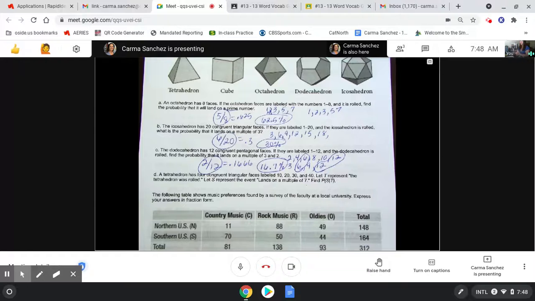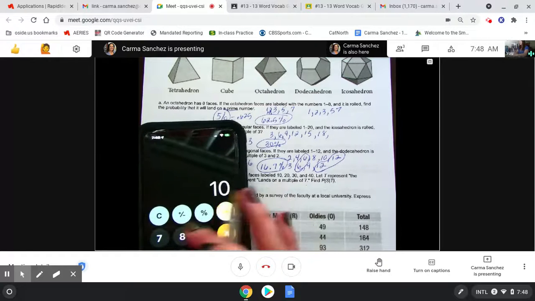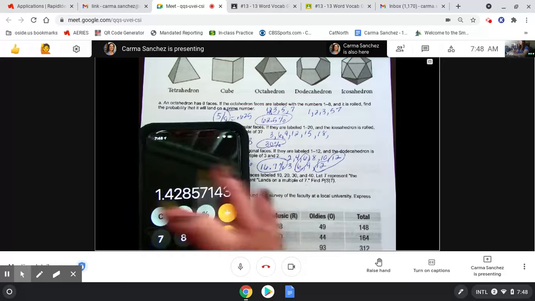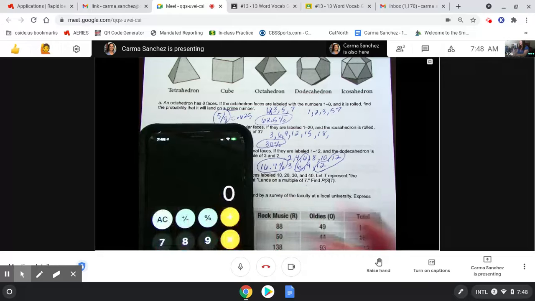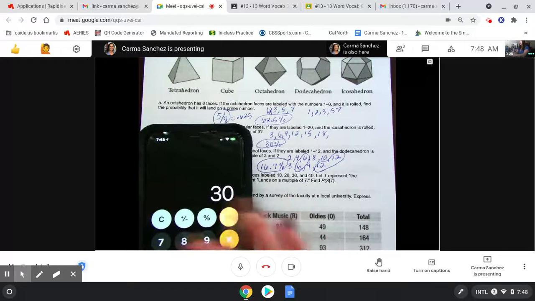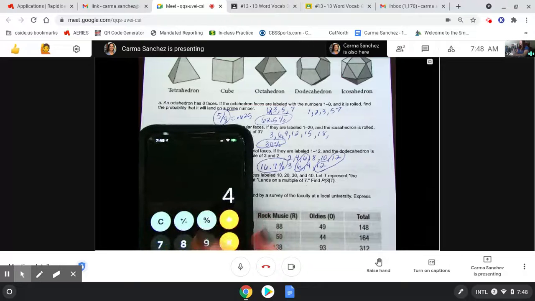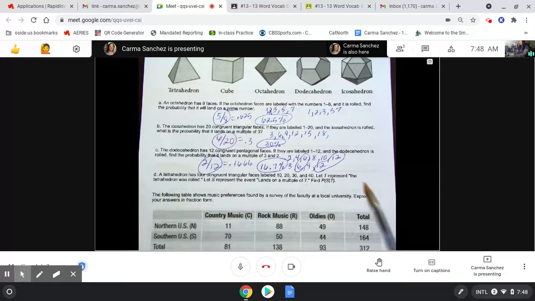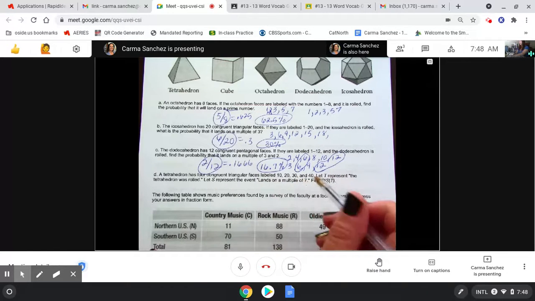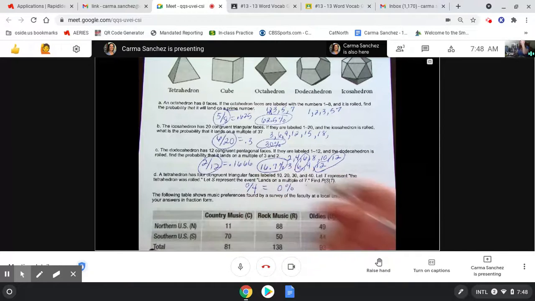And by the way, if you're not sure, you just grab a calculator and go 10 divided by 7. That doesn't work. 20 divided by 7. 30 divided by 7. And 40 divided by 7. So there are no chances that it could land on a multiple of 7. So we say 0 out of 4 chances, or 0%.